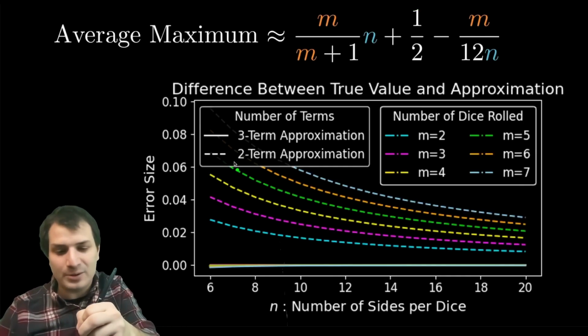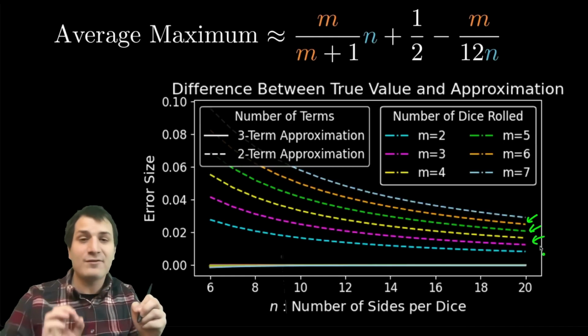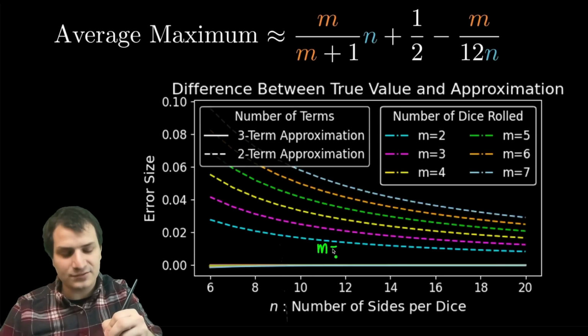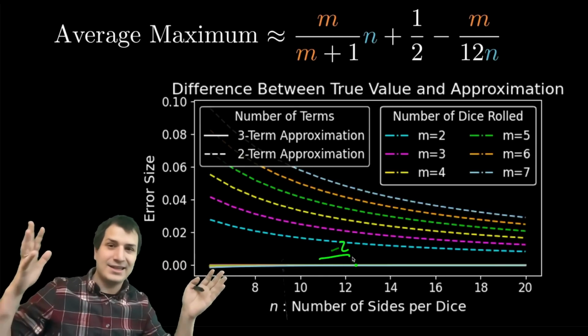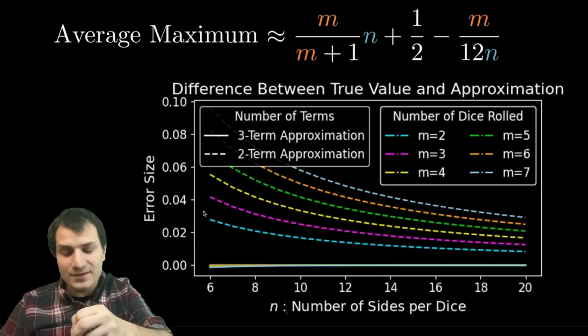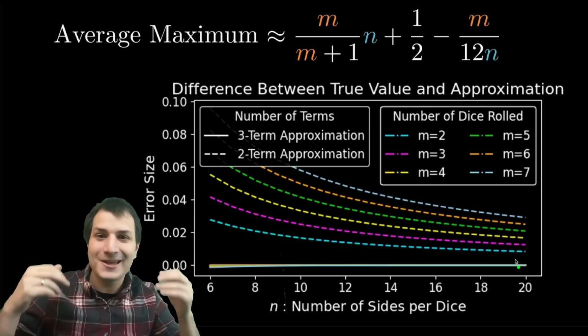So the 2-term approximations are exactly these dashed lines over here. And I have various values of m plotted in the different colors. So m equals 2 is this first line over here. That's the classic D&D setup. Roll 2 dice, take the maximum. And you can see the error size is indeed going down to 0. So Matt Parker's formula is correct.